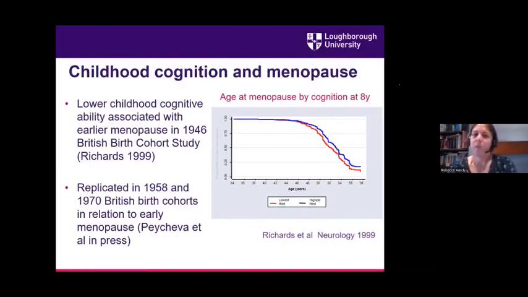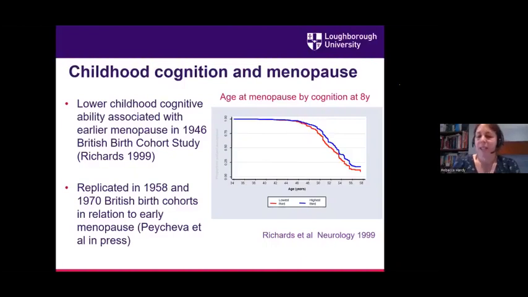Now, I should emphasize that we're not talking about cognitive impairment. We're talking about small differences, cognitive ability within the normal range, and quite small effects. But this is fascinating because it suggests an interrelationship between cognition and reproductive function. We thought this might just be a chance finding, so we tried to replicate it in other studies. We immediately were able to replicate it in a Scottish study, and then, just recently, working with other colleagues at UCL, we've replicated it in more recent born cohorts.